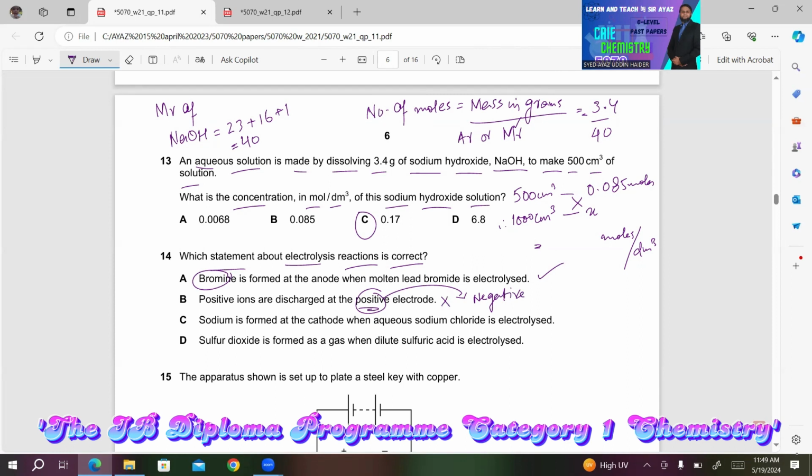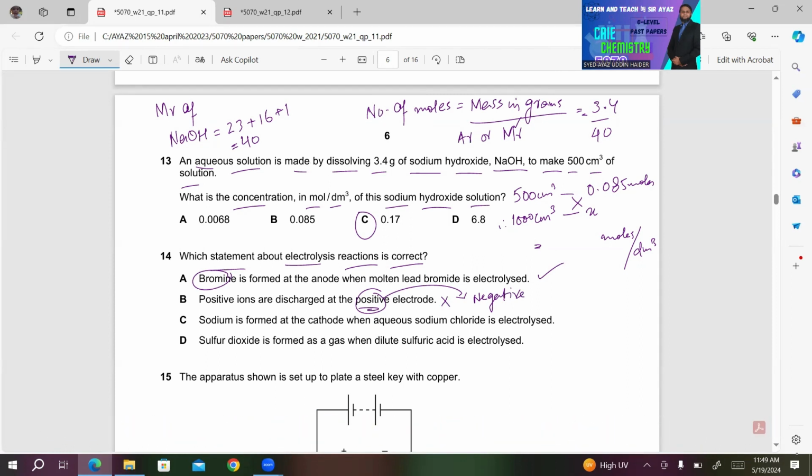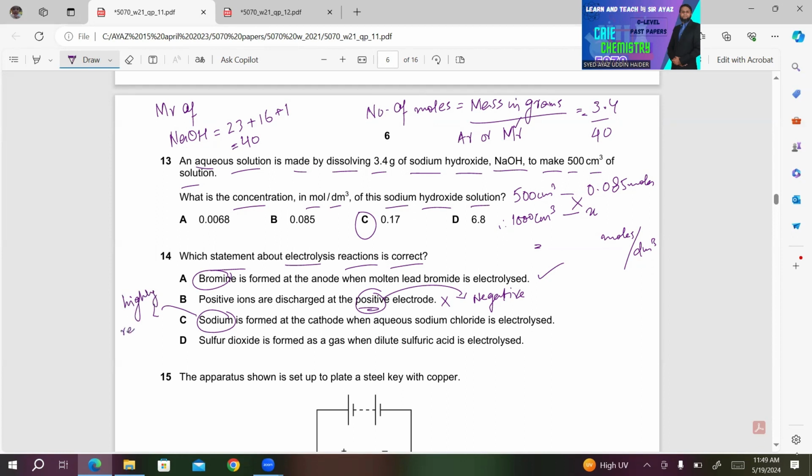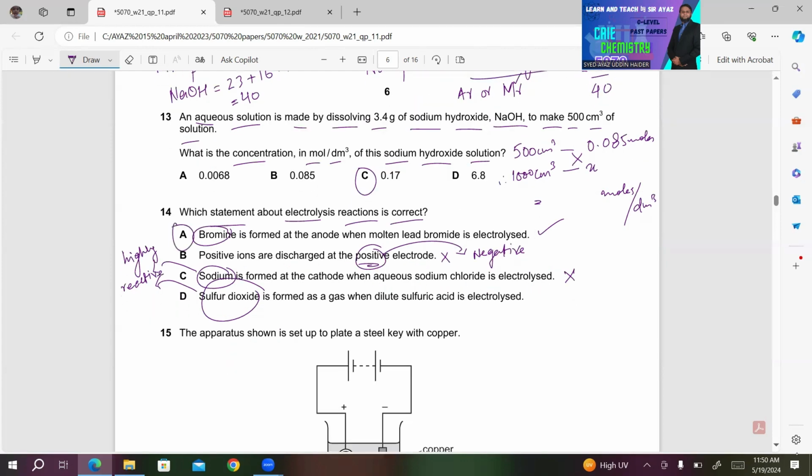This is incorrect. C. Sodium is formed at the cathode when aqueous sodium chloride is electrolyzed. You can't get sodium because it's a highly reactive metal. Instead, you will get hydrogen gas. So this is also incorrect. D. Sulfur dioxide is formed as a gas when dilute sulfuric acid is electrolyzed. Again, this is wrong. So A must be the right answer for 14.